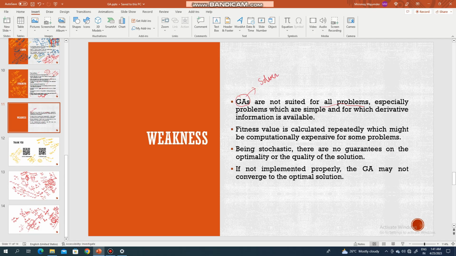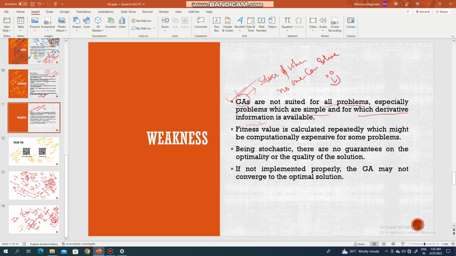Because GA is also known as the solver when no one can solve. That means after using all different types of algorithms, you are still not getting your optimal solution. Then only you use GA. Otherwise, don't use GA. And that is why they say that for simple problems that are easy to solve, and where derivative information is available, don't use GA.